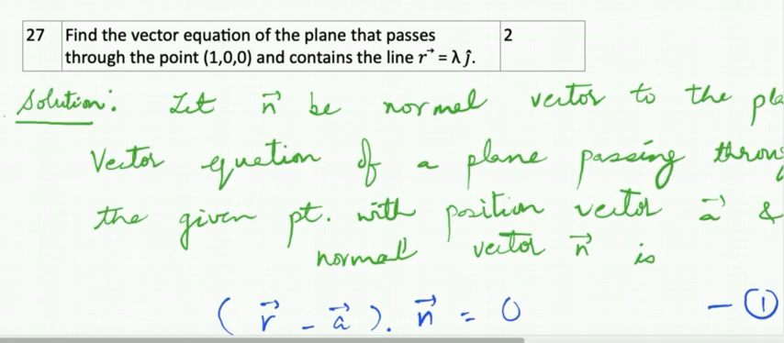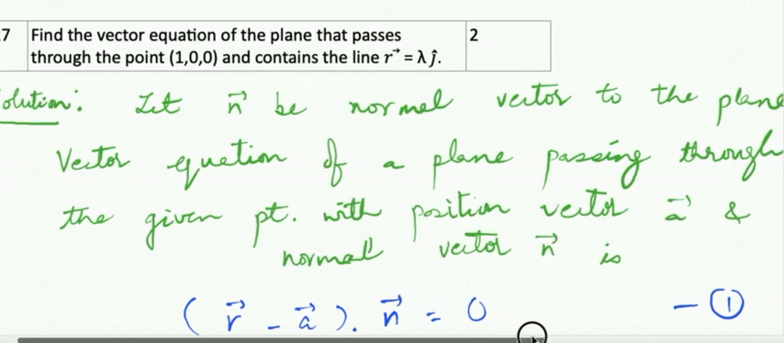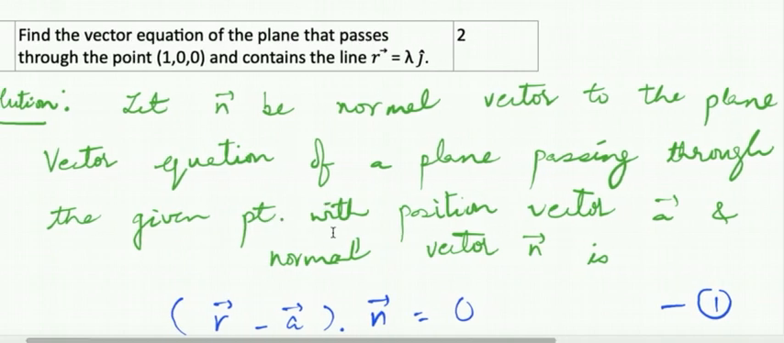As we have already discussed before the start of the video the vector equation of the line and the vector equation of the plane passing through a point, let us start our question with that, because we need to have the equation of the plane passing through a point first of all. So let n be the normal vector to the plane. The vector equation of the plane passing through the given point with position vector a and normal vector n is r minus a vector dot n vector equal to 0.